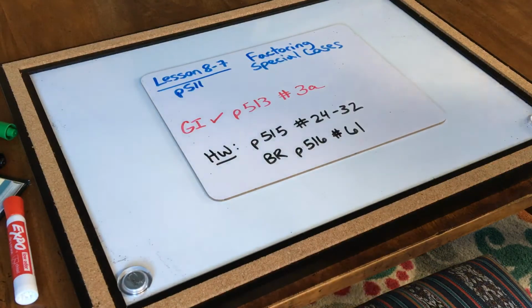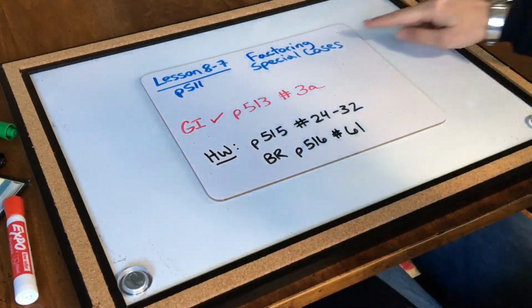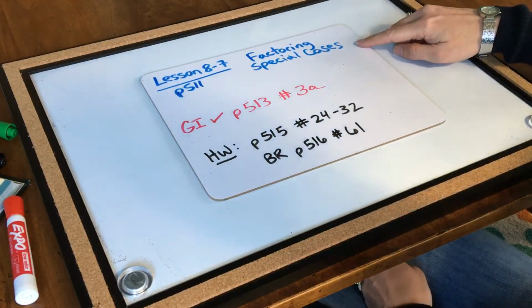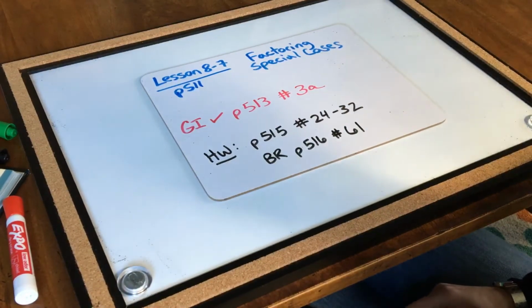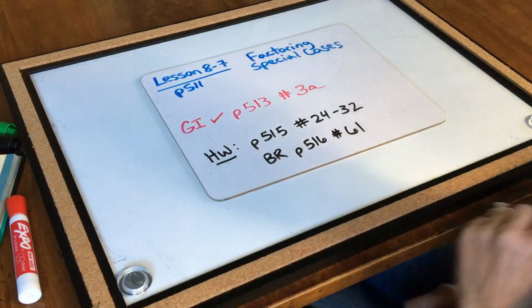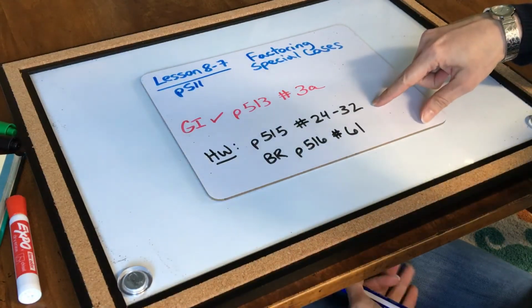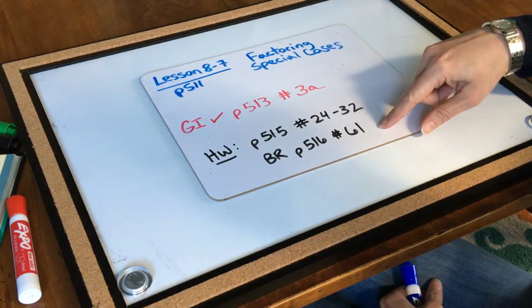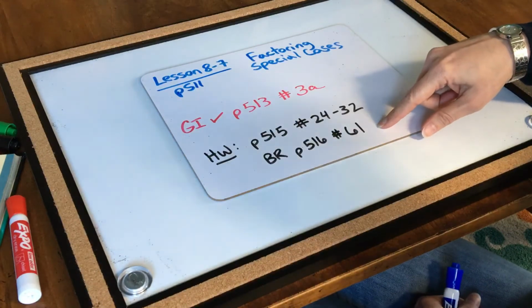So today we're going to be working on 8-7, page 511, and we're going to be doing factoring of special cases. So we're going to be using one of our special formulas. Your gotta check is going to be page 513, number 3A. And then your homework for tonight is on page 515, numbers 24 to 32, and your bell ringer and 3 sentences are page 516, number 61.